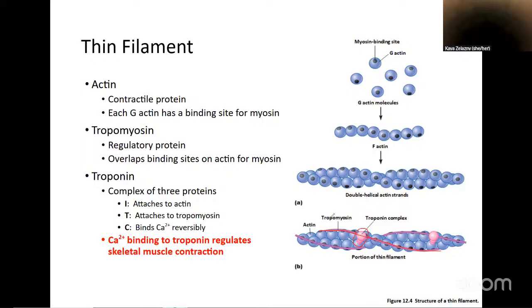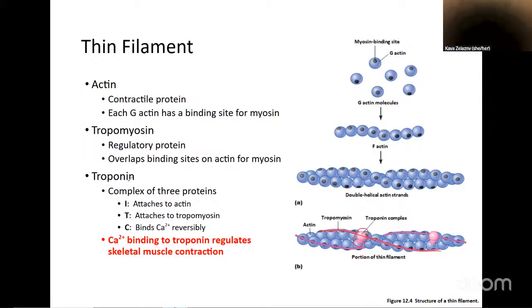So in the image that we see at the bottom, this is what the thin filament is going to look like when we can't grab onto myosin. So this would be like what this fiber looks like at rest, right? When we're not contracting, we see those sites blocked. And so the tropomyosin is cutting off access to the binding sites.